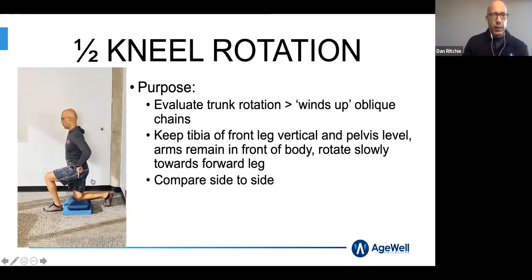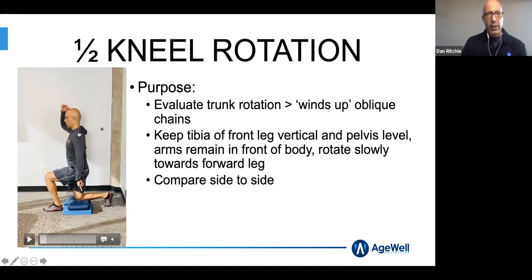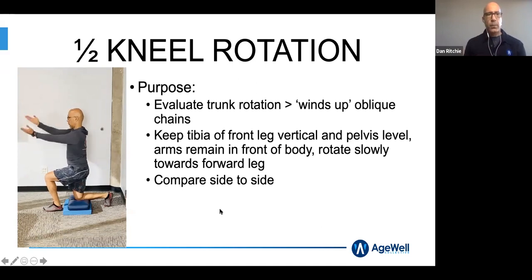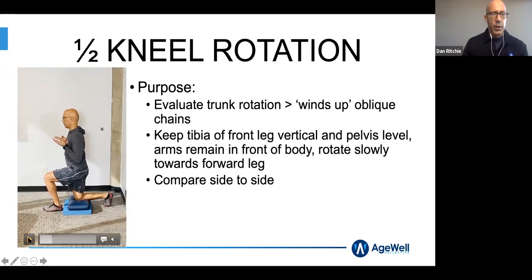So again, I keep the back leg vertical. I keep the front leg relatively vertical. It's a little bit forward, but you see it's relatively vertical. And I stay relatively well aligned, head over trunk over pelvis. My arms will come up in front of the body. Let me just stop that for a moment. Straight in front of the body with the palms up.